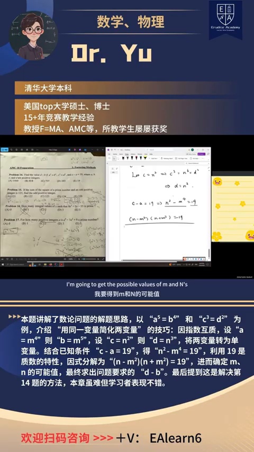I'm going to get the possible values of m and n because they're very limited. I can't say m equals 10 because that's going to make the number very big and it's not solvable. I will use this function to find n and m, similar to all of the other problems you have done before. Then I can use n and m to find d minus b, as required in the problem. So that's how we solve problem 14.